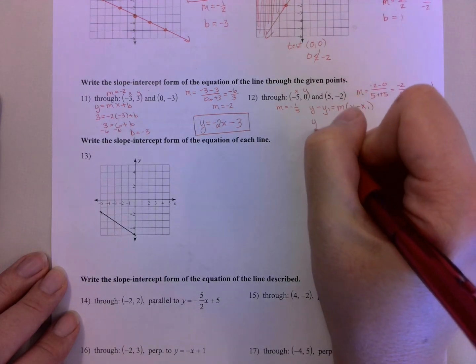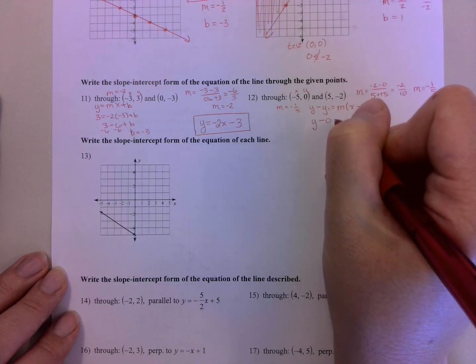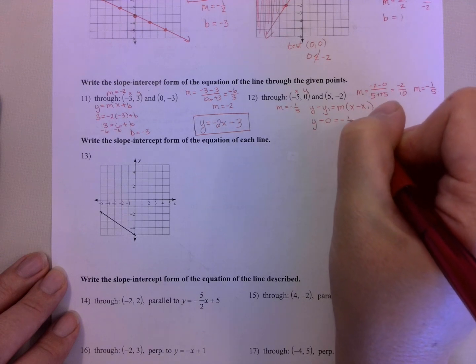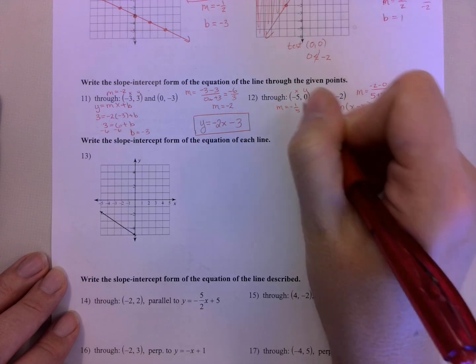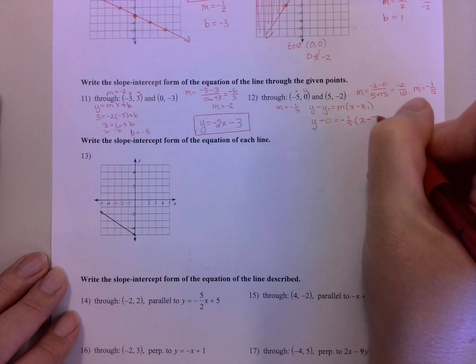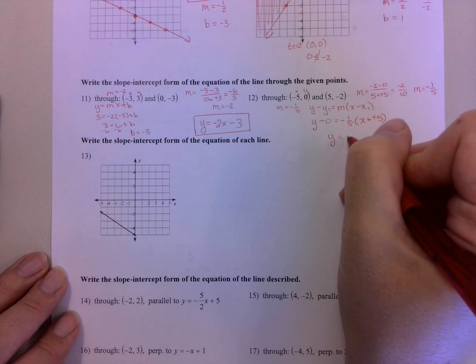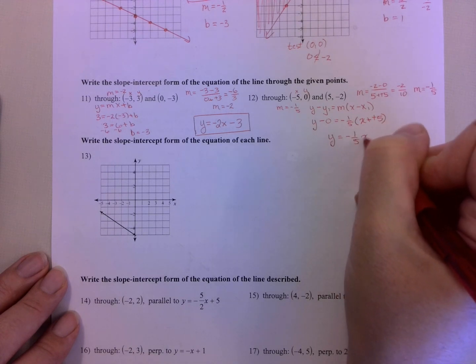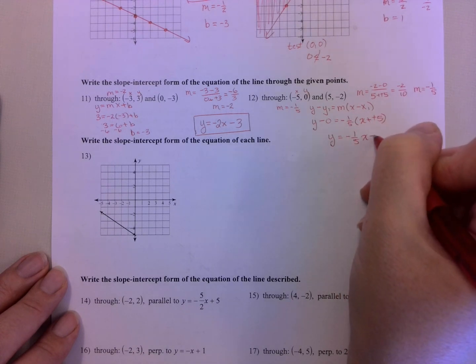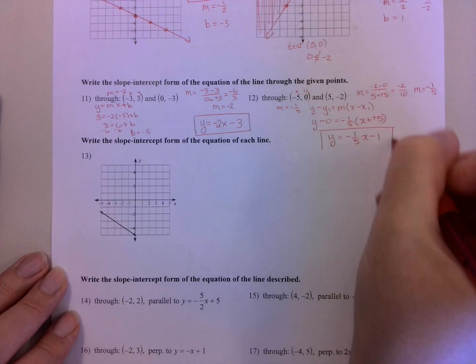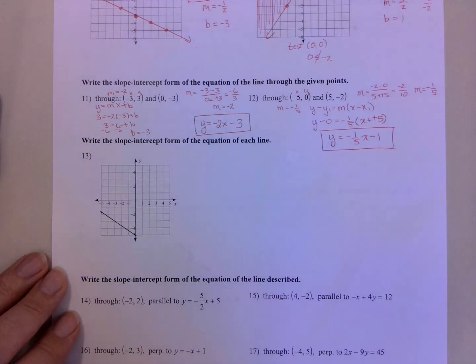So this would be y minus 0 is equal to our slope of negative 1/5 times x minus negative 5. So catch that minus and negative changing. So I end up with y equals negative 1/5 x, and the negative 1/5 of 5 is negative 1. And there is the equation of that line.